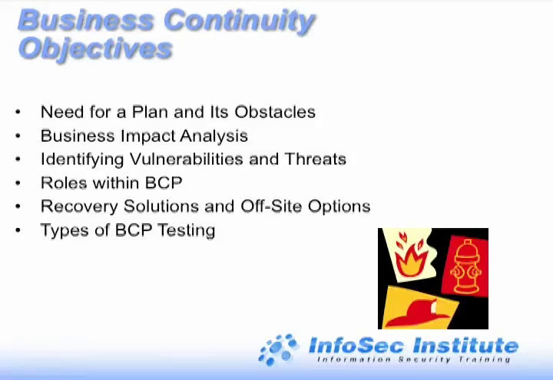Okay, business continuity objectives. Need for a plan and its obstacles. A BIA, business impact analysis. Identifying vulnerabilities and threats. Roles of business continuity plan. Recovering solutions of an offsite options. And then types of BCP testings.